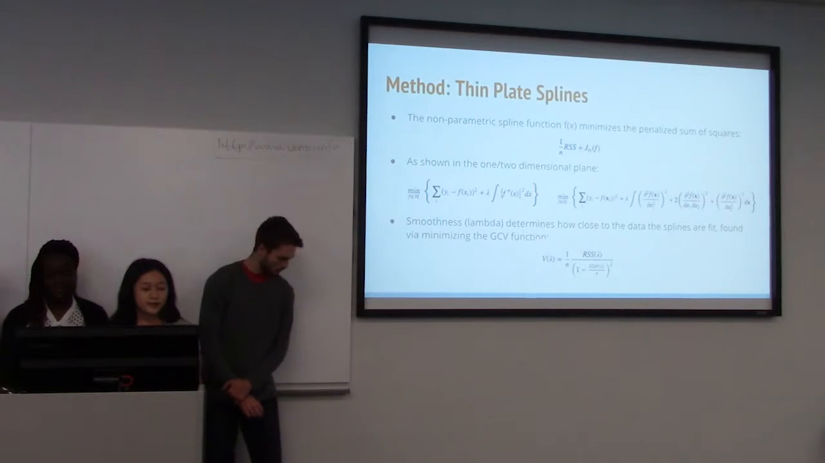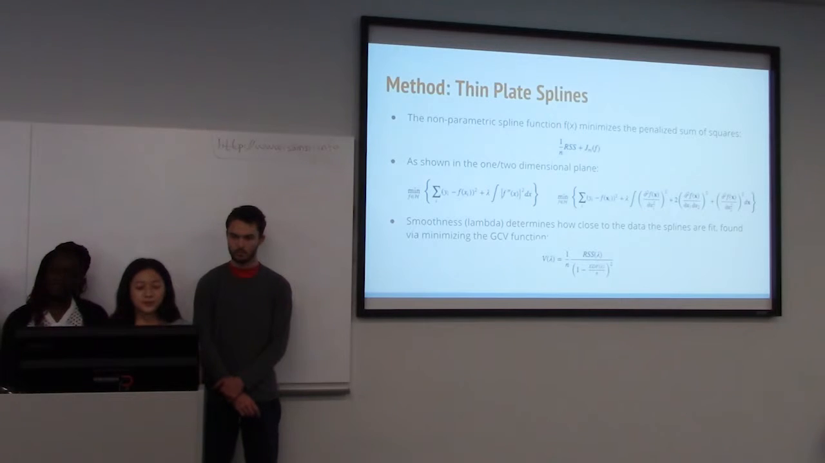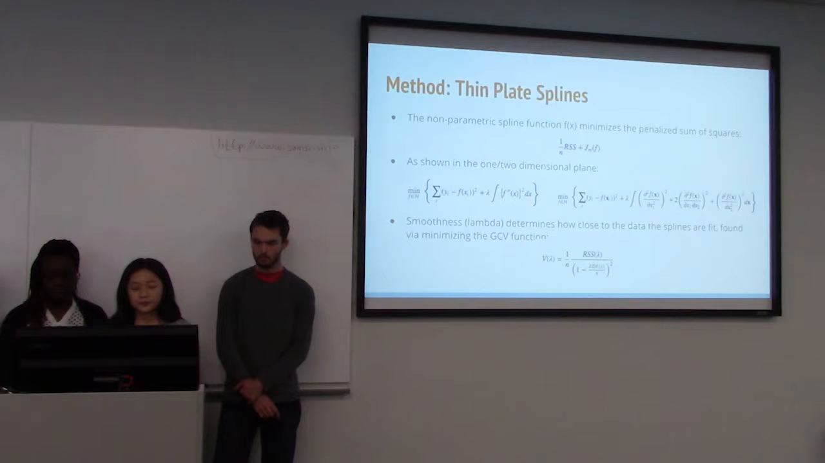To interpolate over space, we use thin plate splines. It's a non-parametric spline function, f of x, which minimizes a penalized sum of squares. So in this case, we want to minimize the sum of squares and the penalty term, which includes smoothness, lambda. And we find the smoothness lambda by this equation, which is a generalized cross-validation function. Through this, we can control the smoothness and the least squares residuals for the non-parametric function.